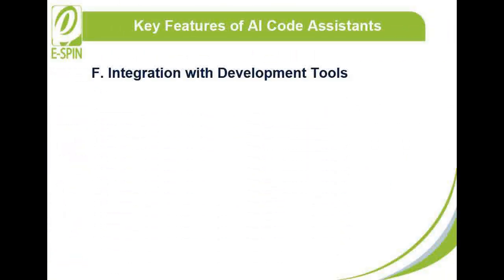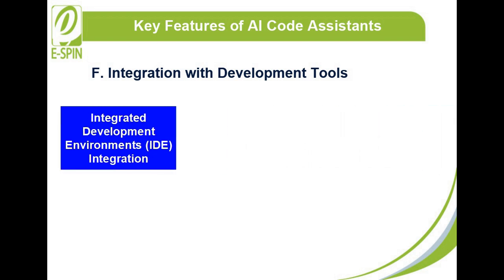Key feature 6 is integration with development tools. Allows AI code assistants to seamlessly work within popular IDEs and version control systems, enhancing the coding experience by providing context-aware support and tracking code changes throughout the development lifecycle.